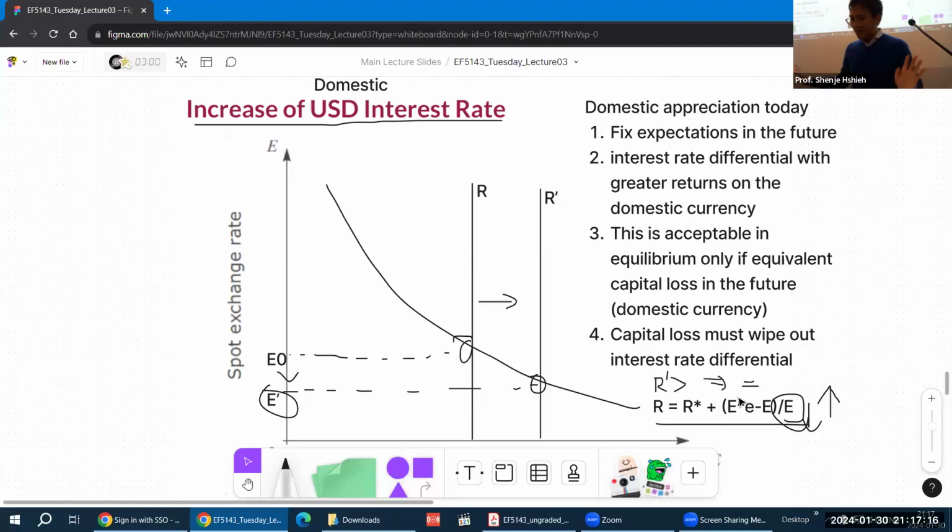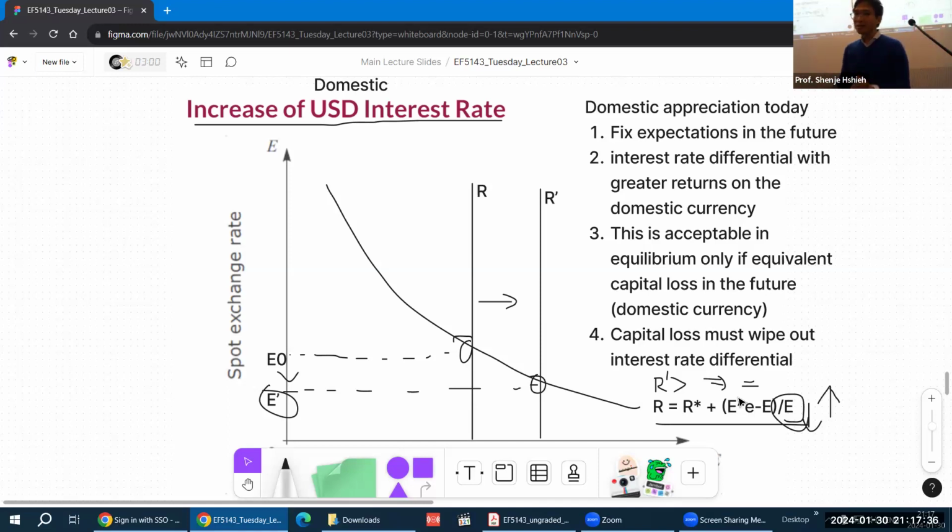All right, mathematical solution. Look at the UIP curve. Realize that if domestic R increases, that means that the interest rate differential between R and R star is larger than before, which means that there is an inequality.